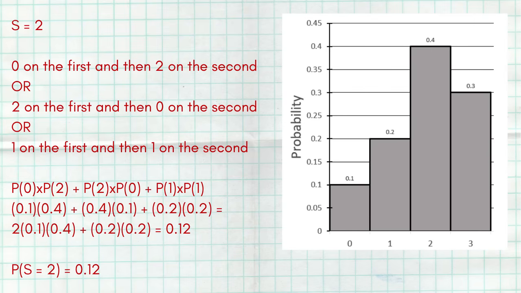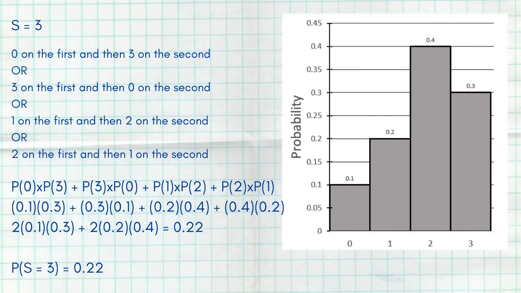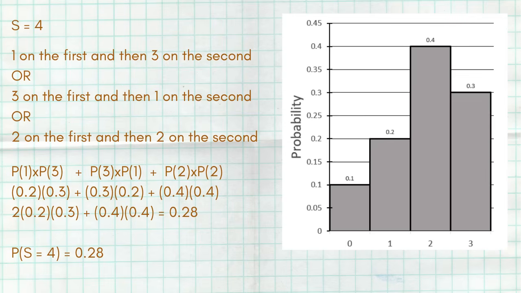All right, hopefully by now you're starting to get the hang of this. Let's speed it up a little bit. What about 3 points? Well, we could do 0, 3, 3, 0, or 1, 2, or 2, 1. So we actually have 4 different scenarios there. What about 4 points? Well, we could do 1, 3, or 3, 1, or 2, 2. Okay, 3 different scenarios there.